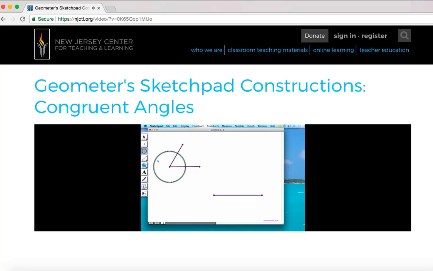You're going to construct a smaller segment from your vertex of the angle to the edge of the circle. You're also going to construct a segment that connects your 2 points where your angle meets the circle. So that first one there and then this one here as well. Okay, this segment will be used later in this video.